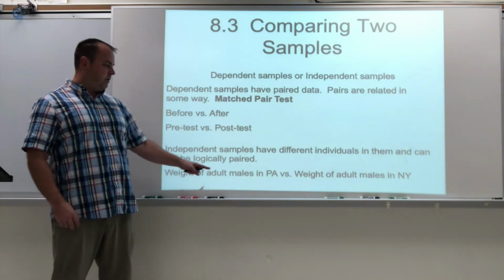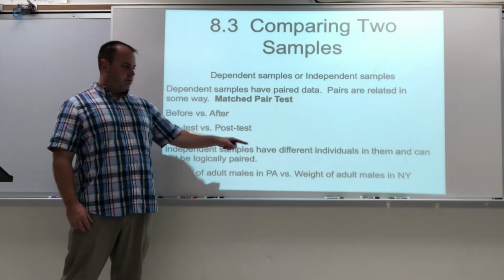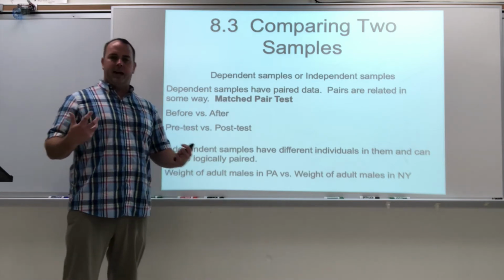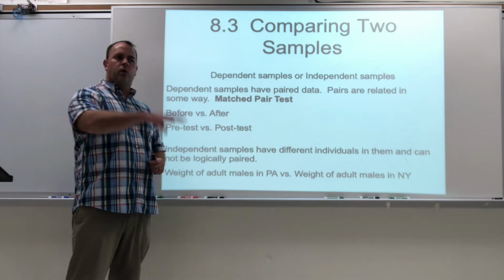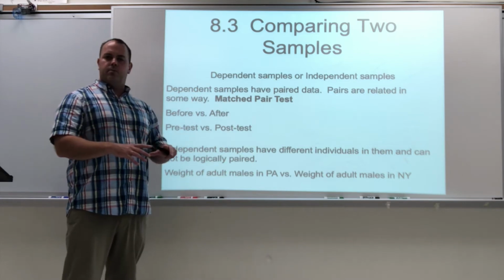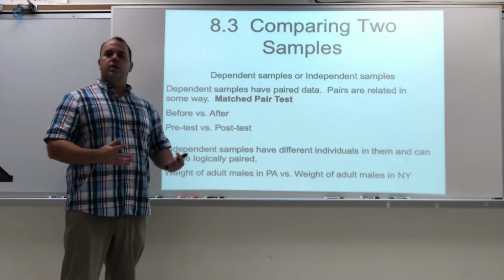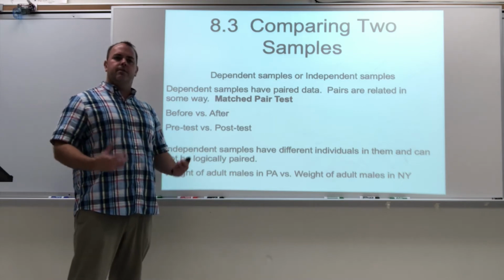So here we have the weight of adult males in PA versus the weight of adult males in New York. Those are two groups of people that are not related in any way. You couldn't take one person from Pennsylvania, match them with a person in New York, and have them be a matched pair there. They're different from each other. So completely different groups of people.